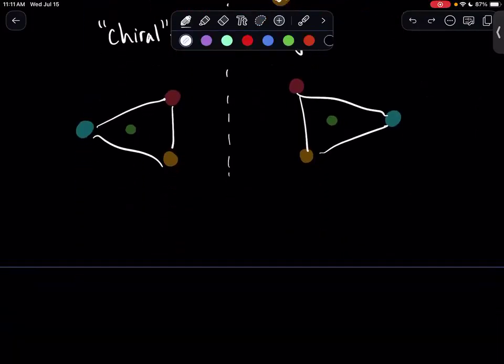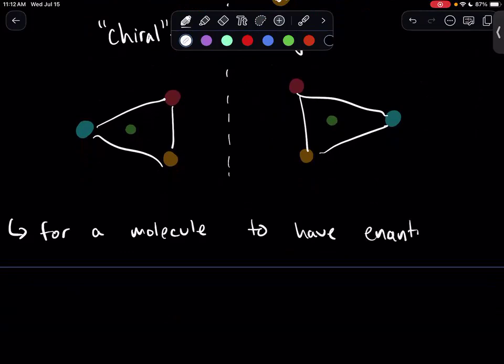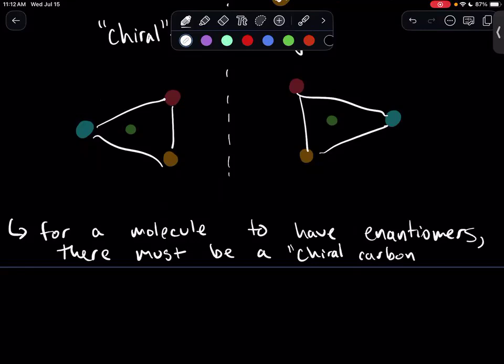So one of the things that we must learn about is that for a molecule to have enantiomers, there must be a chiral carbon atom. And I put that in quotes because that's another term we need to know.